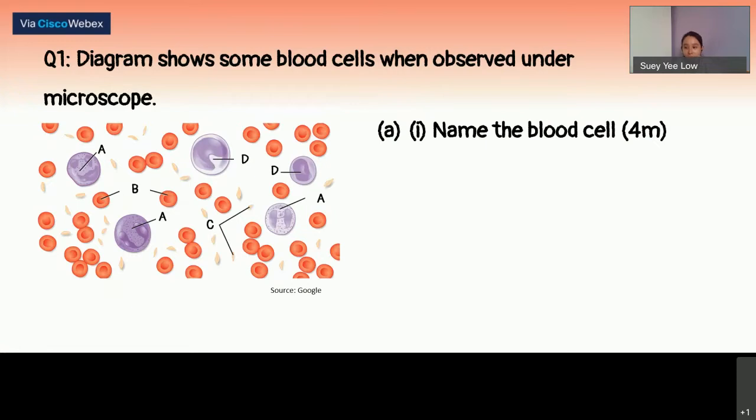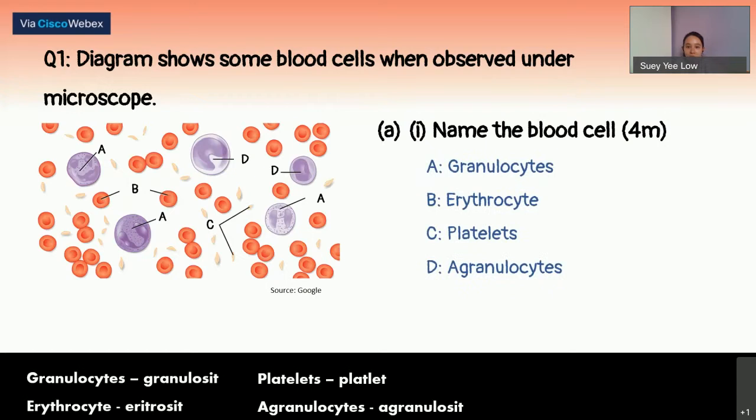So I know you write on the paper, right? So ta-da, here is the answer. A is the granulocyte with all the granular cytoplasm. B is the red blood cell, erythrocyte. Be careful of the spelling, okay? And C is the platelets. And D is the clear cytoplasm of our granulocyte.